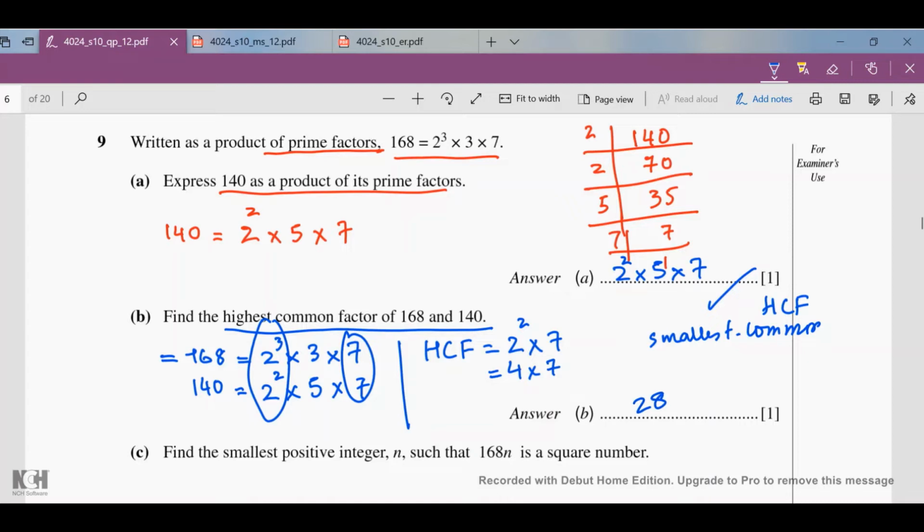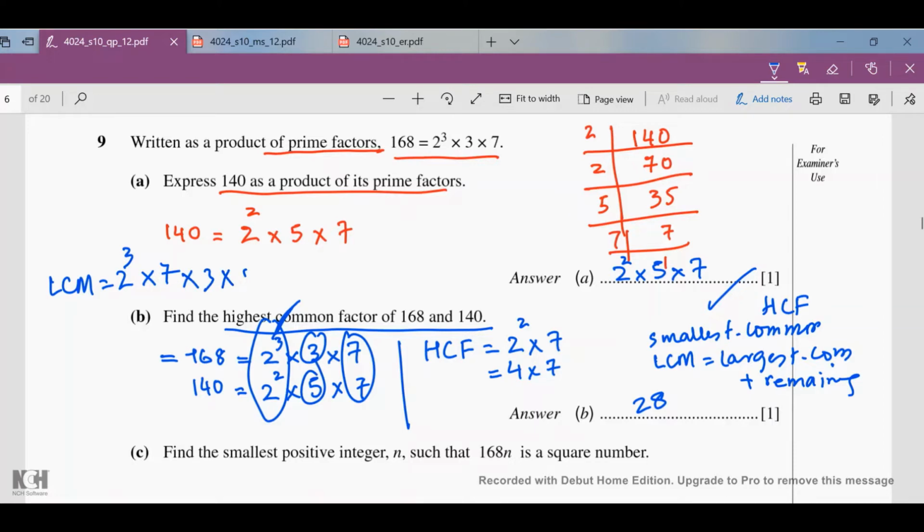But just on the safe side, I want to also explain you how to find the LCM. In LCM, we write largest common plus remaining. So when I want to find the LCM, I'm writing here LCM 2 cube and 2 square. Here the 2 cube maximum, 7 and 7 one times, and then 3 and 5 also. That is actually the LCM. Please just note it down. Okay, moving to the next part.